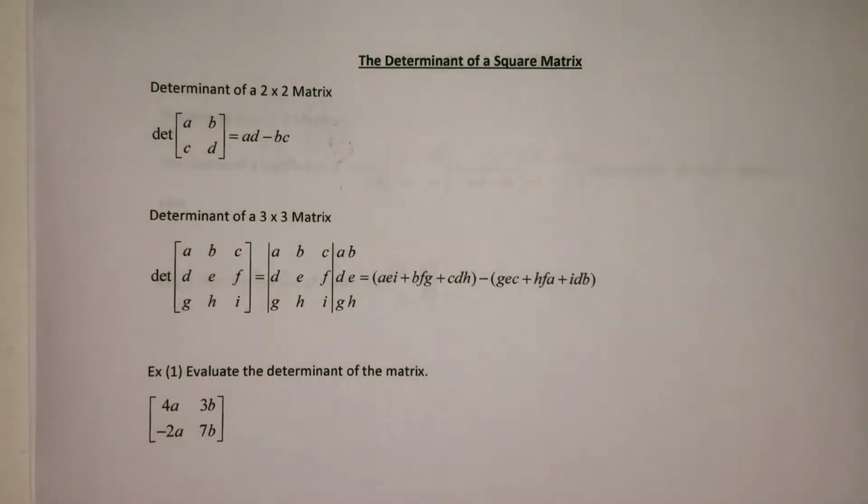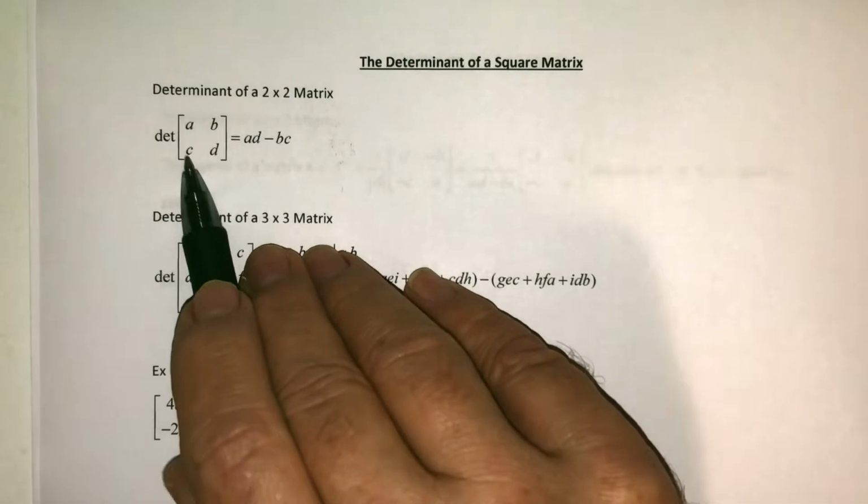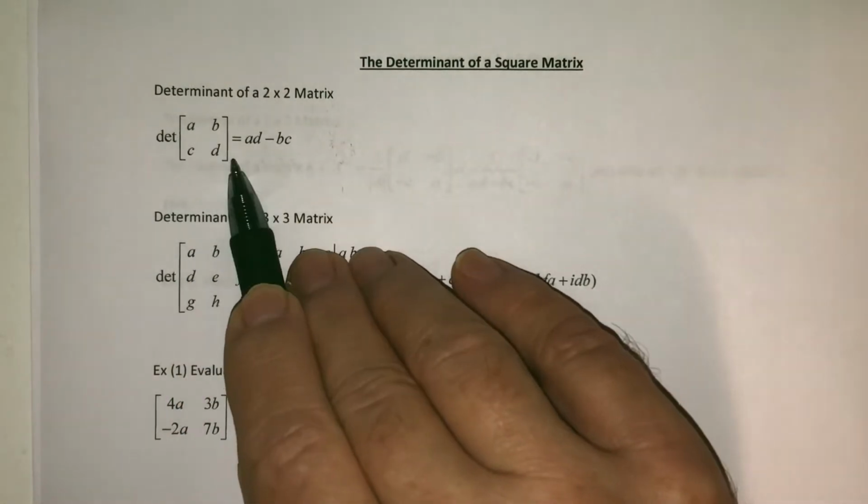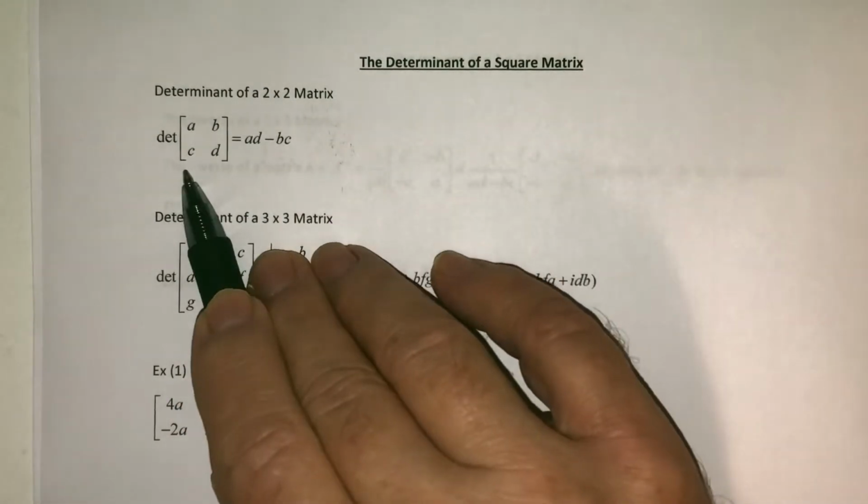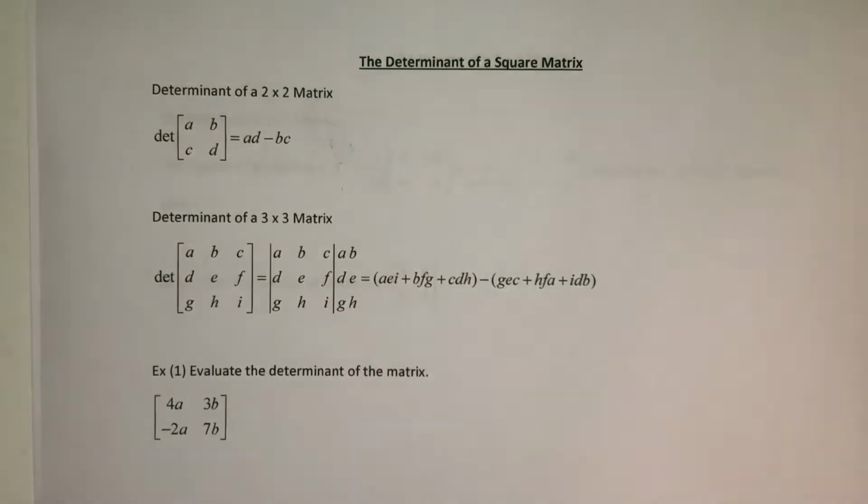All right, ladies and gentlemen, we're going to start with the determinant of some square matrices like the 2 by 2 and the 3 by 3. If you have a matrix that's a 2 by 2 and you want to find its determinant, you would do A times D minus B times C.